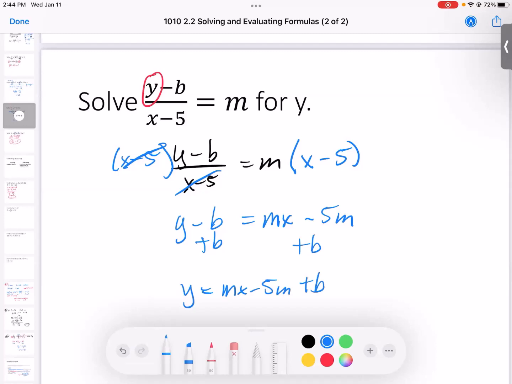And I would guess that your homework system would probably accept it if you left it in parentheses and then you had a plus b at the end.